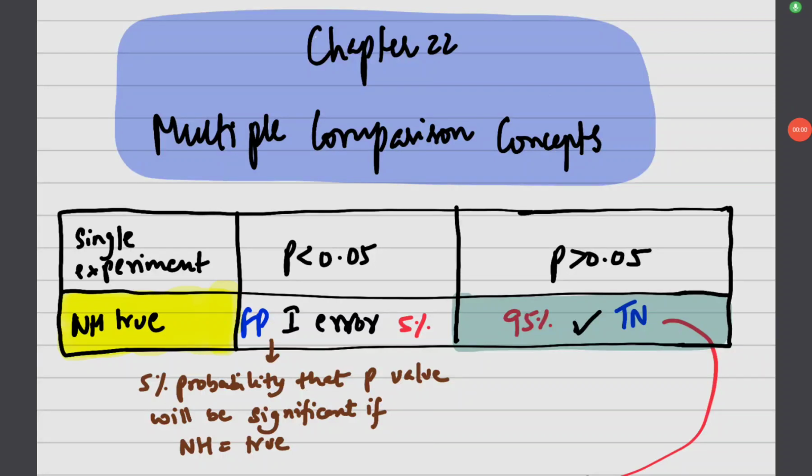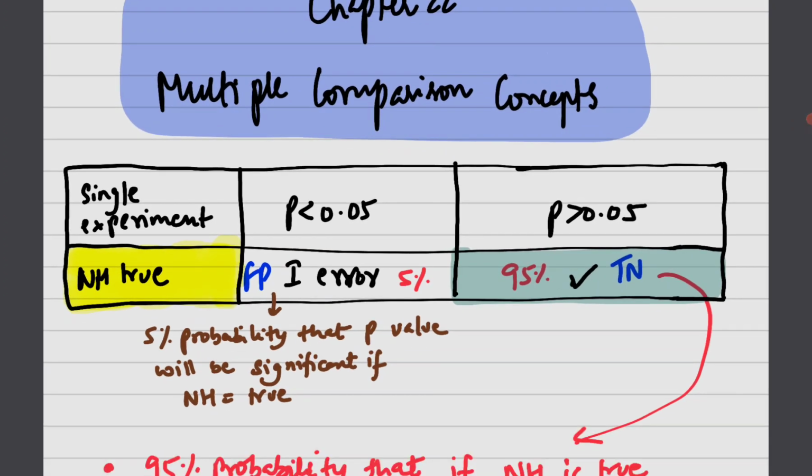In this video, we'll talk about multiple comparison concepts. So, we'll start with an example of one single experiment. Let's say we are doing a single experiment comparing a drug with a placebo, and we already know that the null hypothesis is true in this case, which means that the effect of the drug is no different from the effect of placebo. So the null hypothesis is already true in this case.